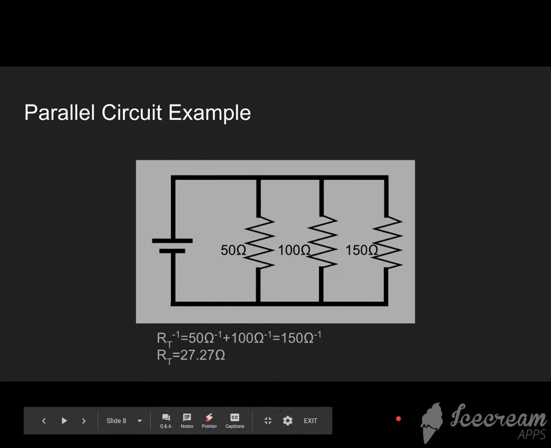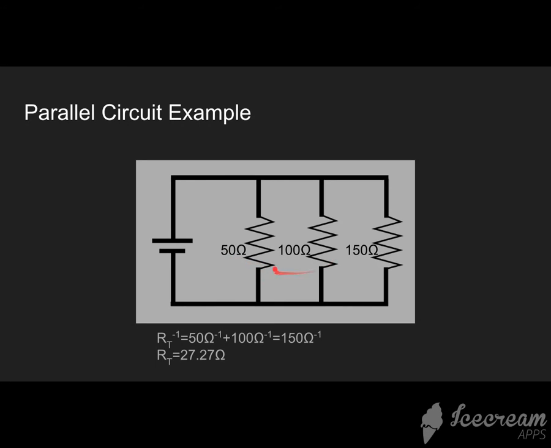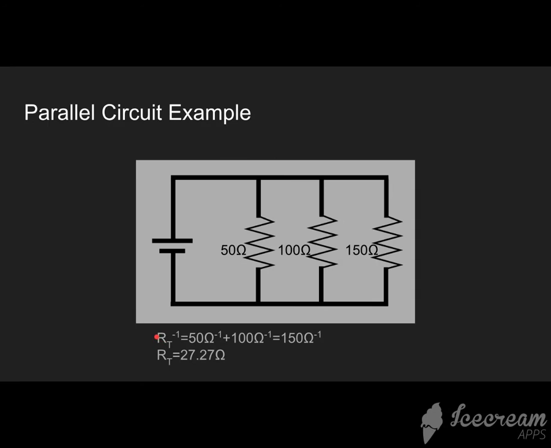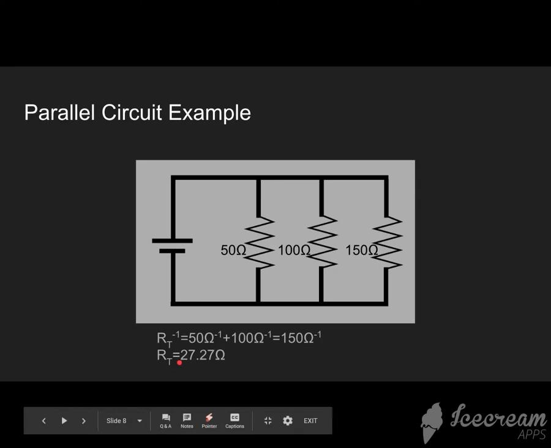A parallel circuit example. Like we said before, to find the total resistance, you take the reciprocals of all our resistances. So 1 divided by the total resistance equals 1 divided by 50 ohms plus 1 divided by 100 ohms plus 1 divided by 150 ohms. You get that number, and then you divide 1 by it to get the total resistance, which is 27.27 ohms for this circuit.